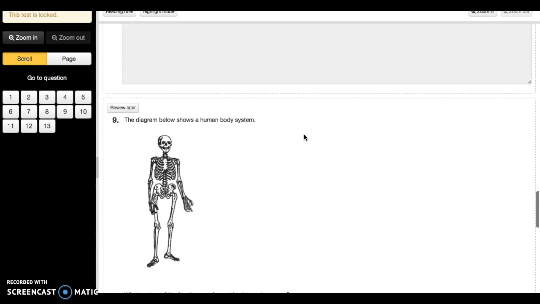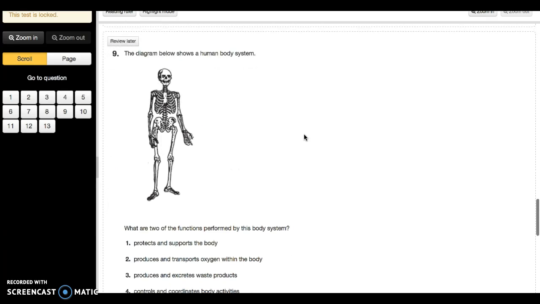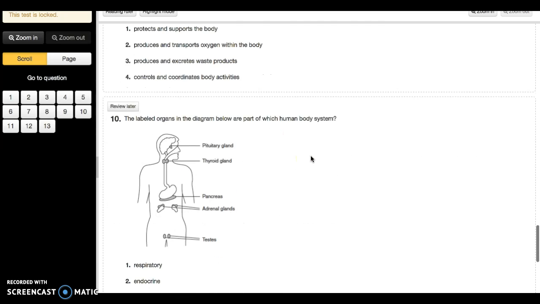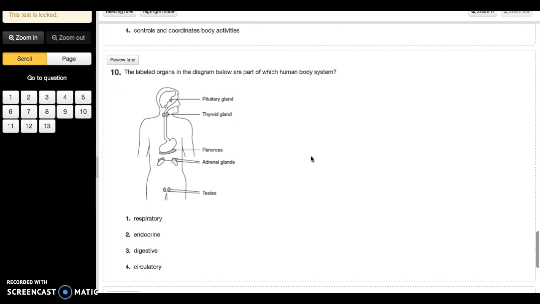Number 9, the diagram below shows a human body system. What are 2 of the functions performed by this body system? If you chose number 1, then you're correct. It supports the body and it protects the organs in the body. Number 10, the labeled organs in the diagram below are part of which human body system? If you chose endocrine, you're correct.